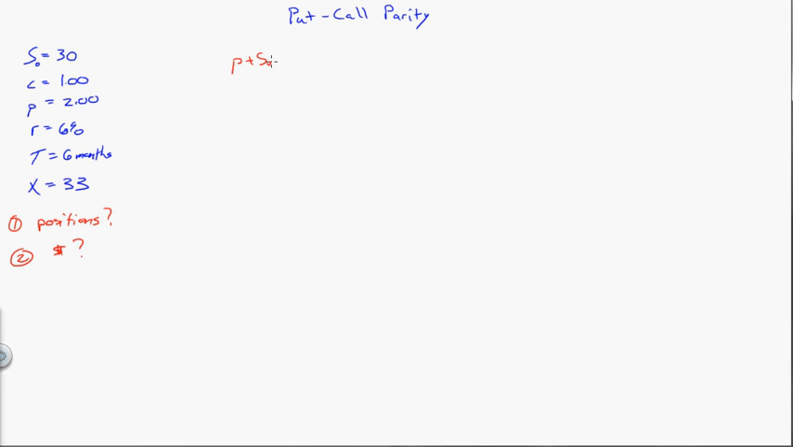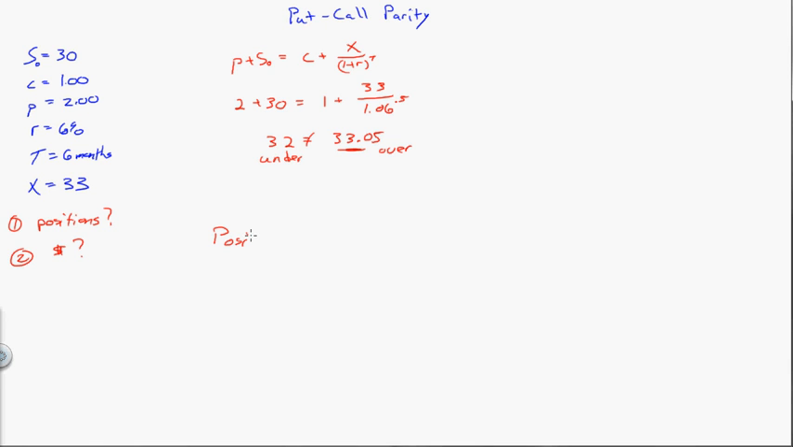Well, put plus stock has to equal call plus the bond price, the present value of the strike price, or there's an arbitrage opportunity. So this is 2 plus 30 should equal 1 plus 33 divided by 1.06 to the 1/2 power. 32 should equal 33.05. Doesn't equal. This is bigger, so this is overvalued and this is undervalued.